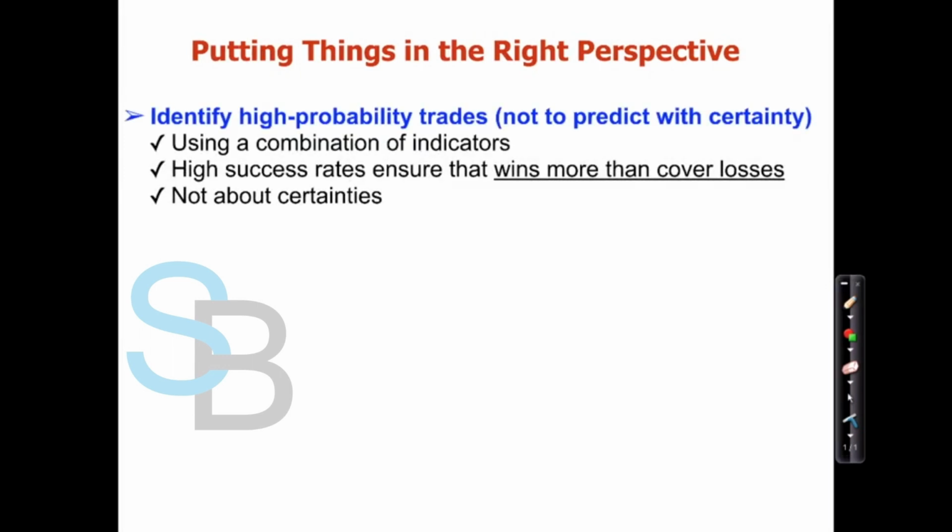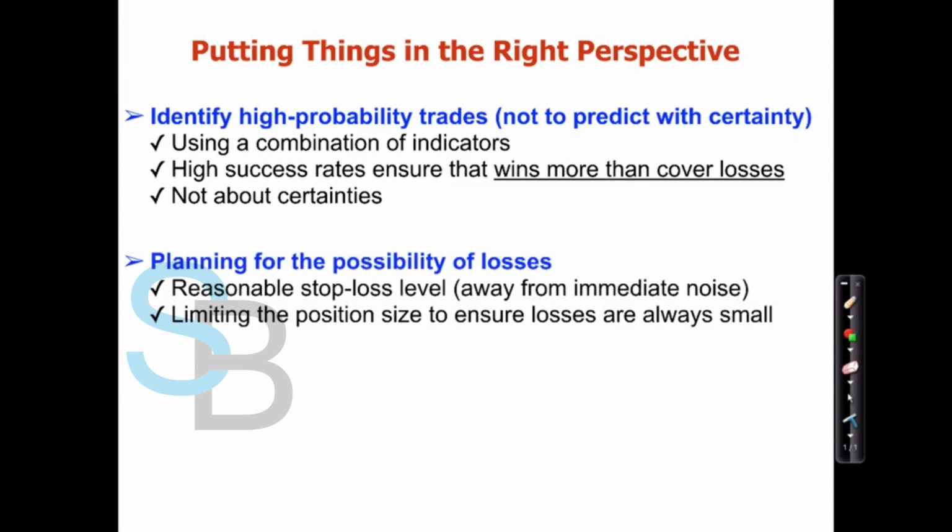Okay, so our job again is to identify high probability trades and not to predict where the market is going to go, by using a combination of indicators, right? Our candlestick patterns, our moving averages. And as long as we have a high success rate, we ensure that our wins more than cover our losses. At the same time, understand that any trade you go into could be a loss. You never know which one will be a losing trade, which one's going to be a winning trade. There's no sure win, okay?